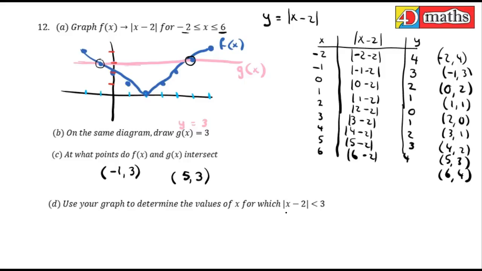Use your graph to determine the values for which the f of x curve is less than 3. So which part of the blue curve is less than the pink curve? Well, it's this part down here. So what are the values for x? It's all the values between −1 and 5, because we're just saying it's less than, not equal to. Between −1, if you look here, and 5. There's 5 there.